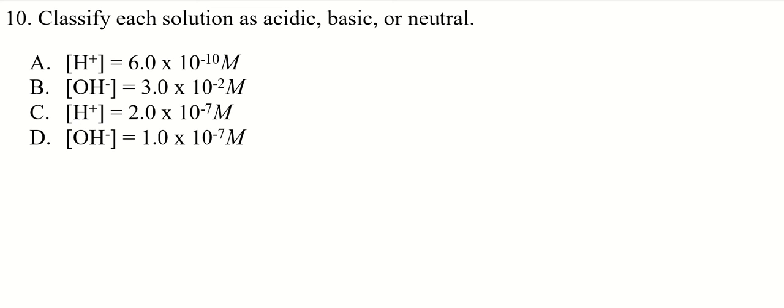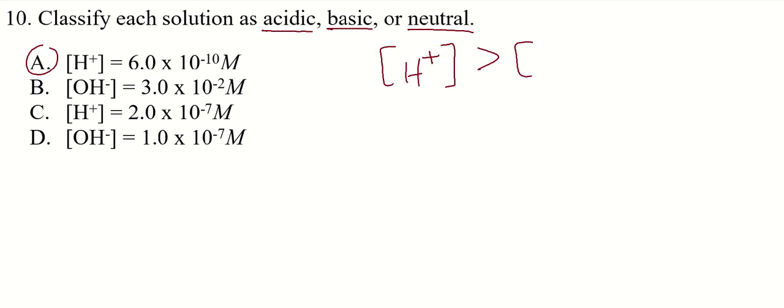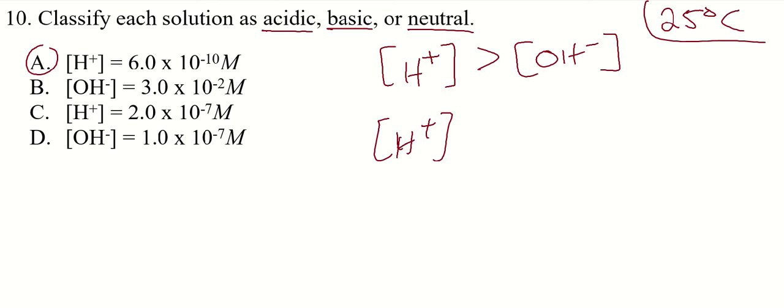We're asked to classify each of these solutions as acidic, basic, or neutral. If we have a high concentration of hydrogen ions in a solution, that's characteristic of an acidic solution. If we have more hydrogen ions or hydronium ions compared to the hydroxide ion concentration, we're assuming this is all at 25 degrees Celsius. So if the hydrogen ion concentration is greater than 10 to the negative 7, which is how much you have in pure water, then we have an acidic solution.